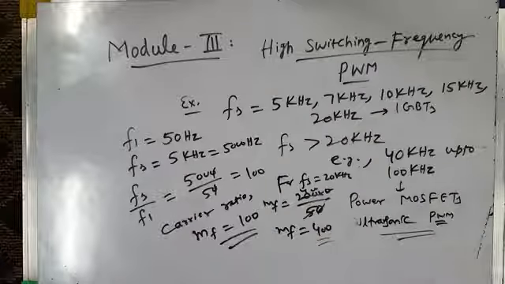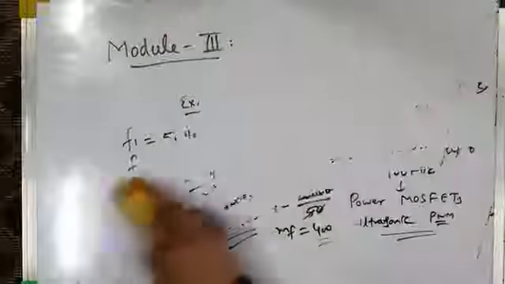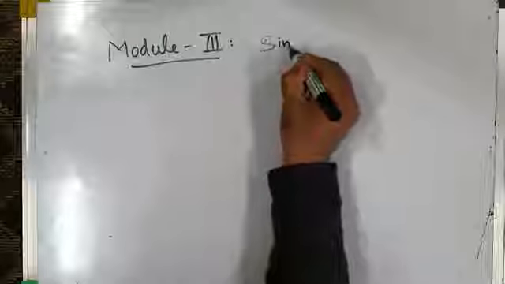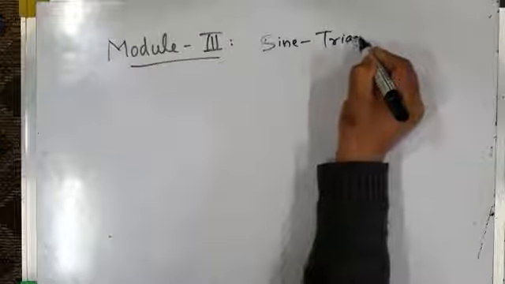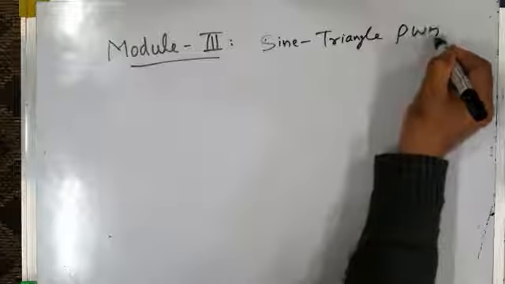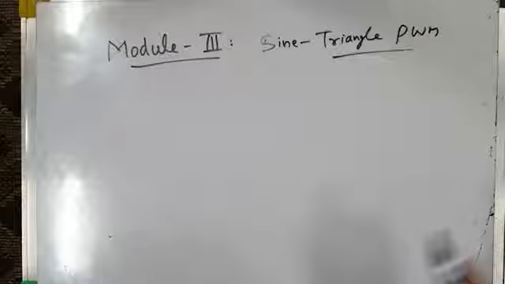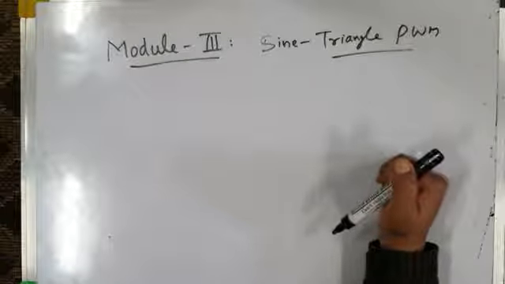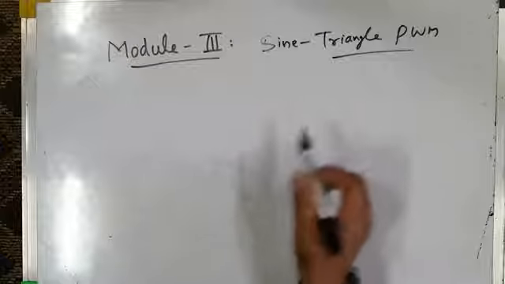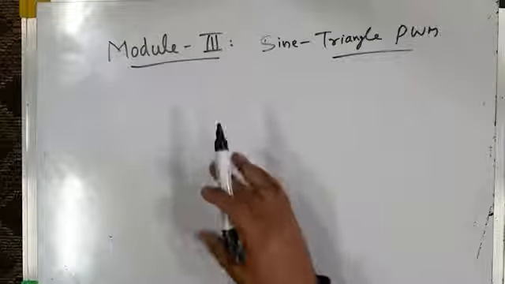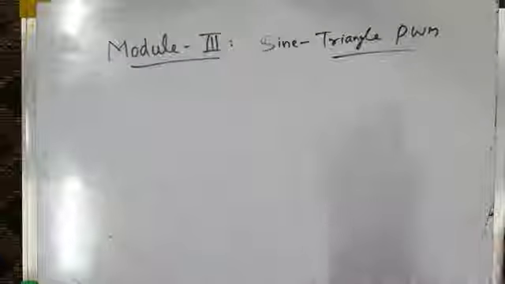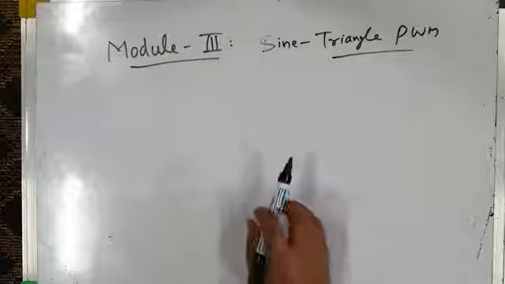Now in this high switching frequency PWM, in module 3, we will be mostly discussing sine triangle PWM. We will have a fundamental sinusoidal reference voltage. We'll be comparing that with a high frequency triangular carrier wave, and generating the control pulses for various devices of the inverter in such a way that the inverter at its output terminals produces a PWM voltage waveform, which when applied to a load produces nearly sinusoidal currents.